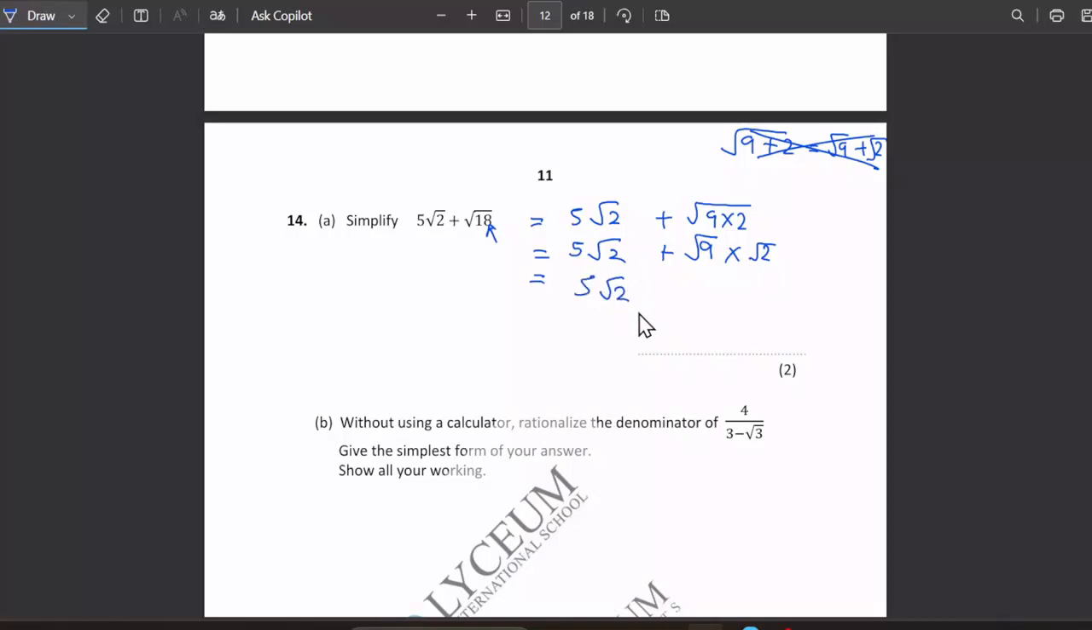So this is 5 root 2, and root 9 we know is 3, so 3 root 2. So the final thing we can write is 8 root 2.